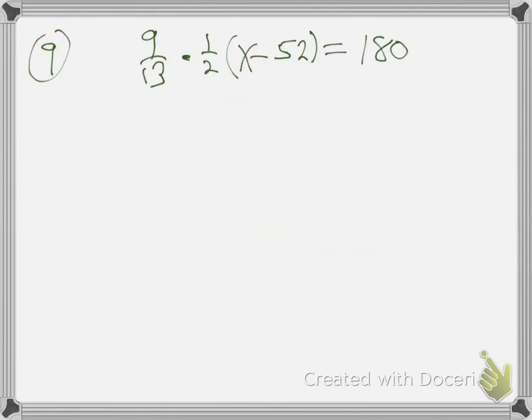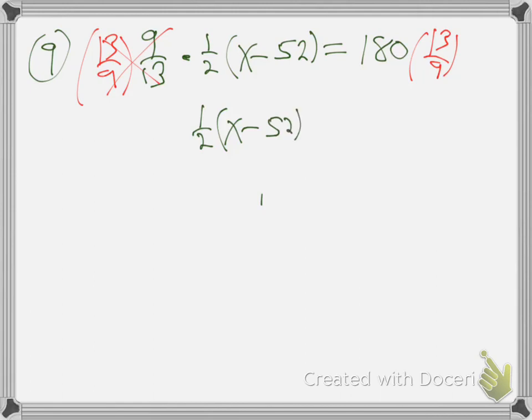How do we do it? Well, let's get rid of this 9/13 first. How are we going to get rid of that? Multiply both sides by the upside down. So that brings us down to 1/2 times (x minus 52). And on the other side, 13/9 of 180, 20 times 13 is 260.